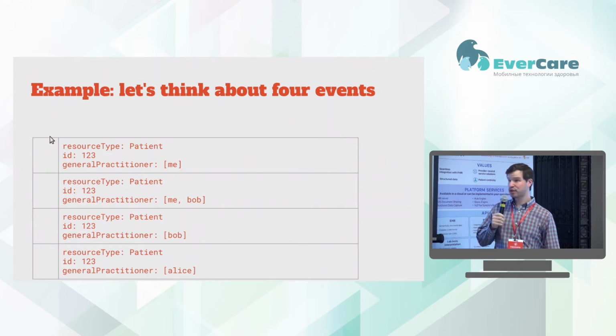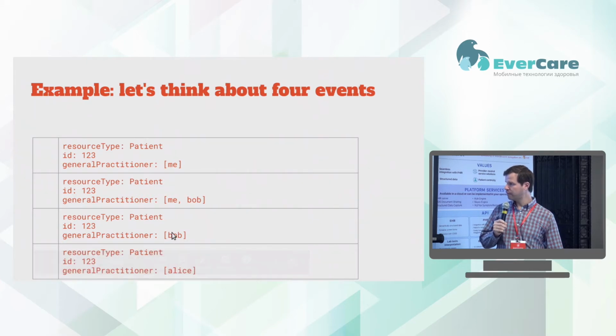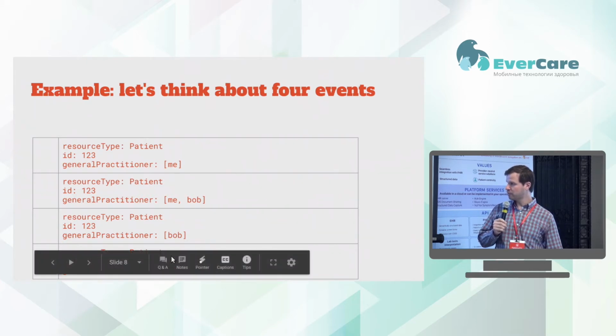And the basic story here is a little bit contrived, but it's designed to show this patient whose general practitioner list is changing. So in the beginning, there's just one general practitioner called Me, and at the next stage in time, there's 2. We added someone called Bob, and at the next stage in time, we took away Me, so there's only Bob left, and then finally we changed from Bob to Alice. So those are the 4 stages.